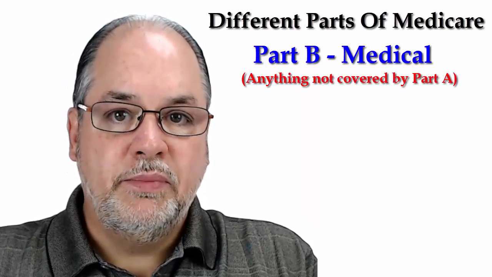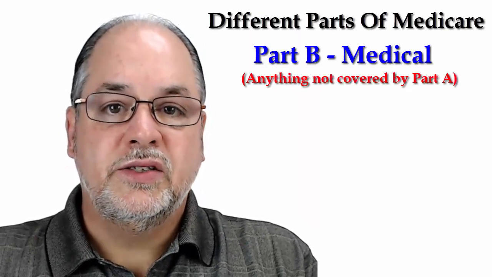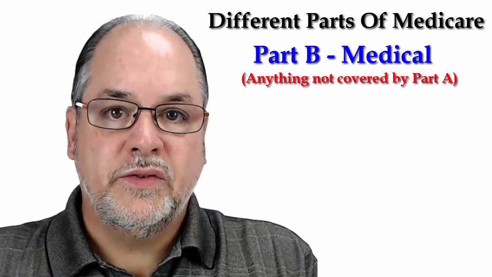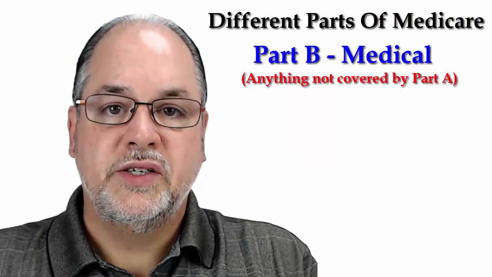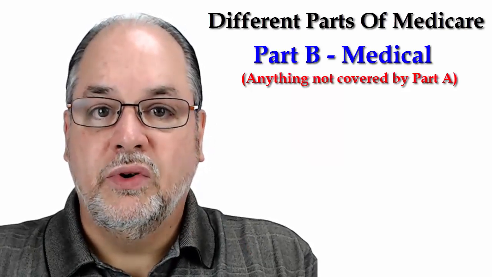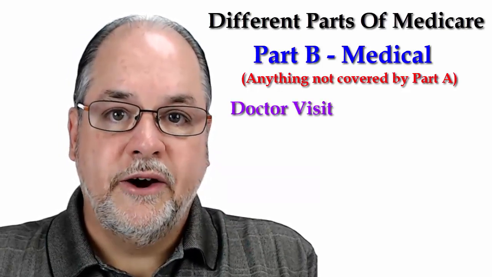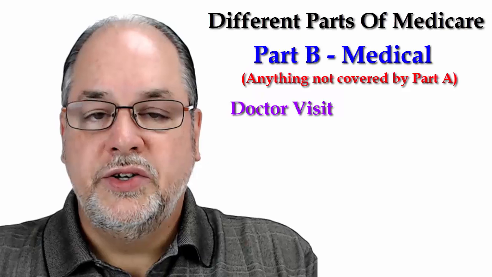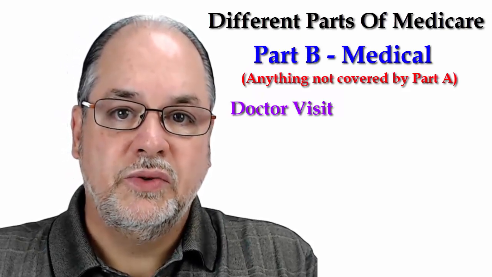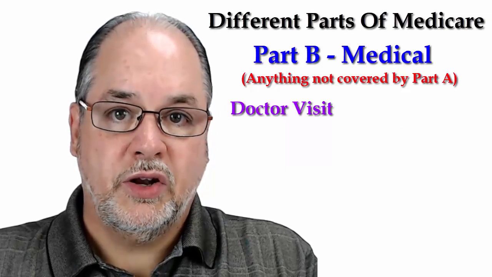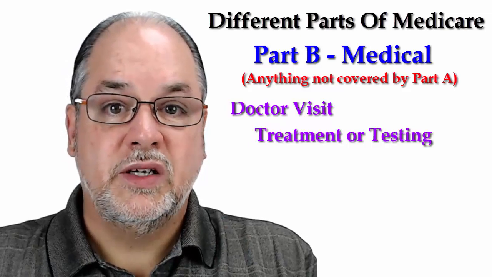So basically, Part B of Medicare is any medical care that you need that is not covered under Part A. These include many different common situations. For example, if you were to go to your doctor for a doctor office visit and receive care at your doctor's office, in addition to a doctor visit, you might then, of course, also be sent to somewhere to do blood work or some other lab work. You might be getting x-rays. You might be receiving some type of treatment.